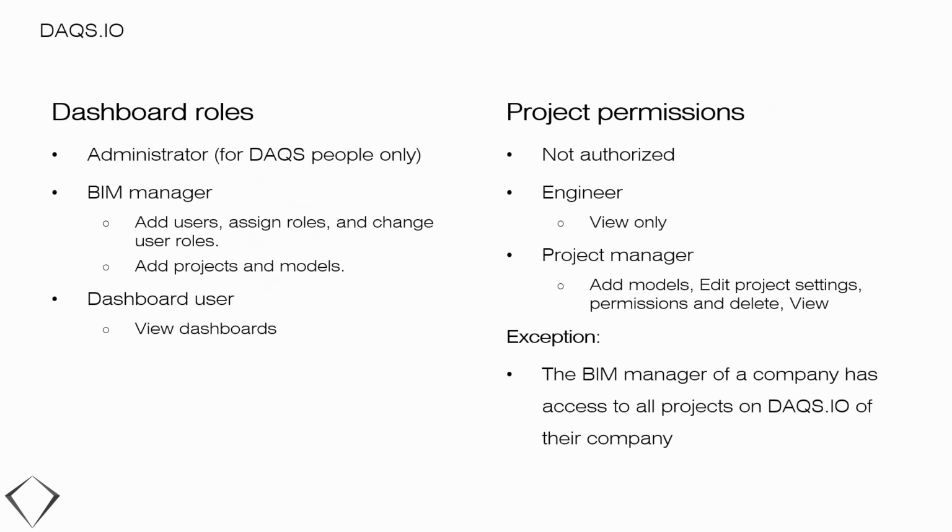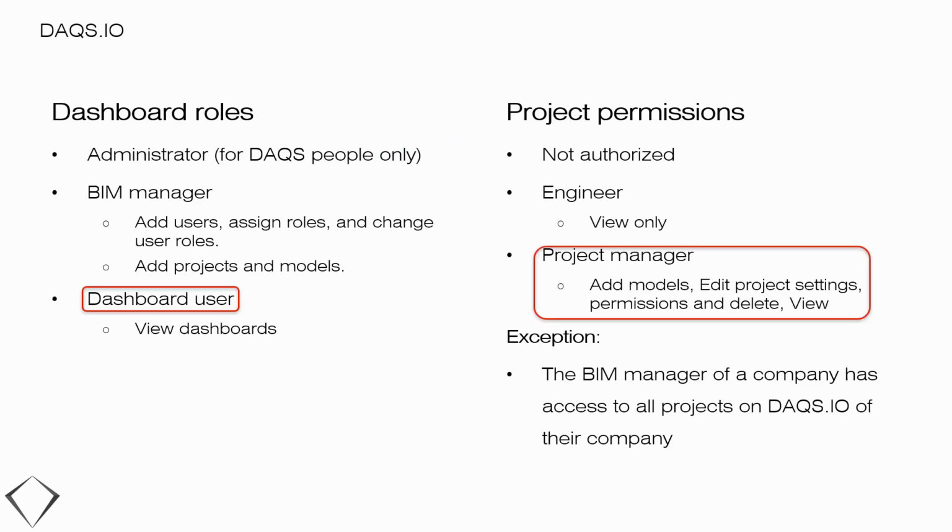When a person with the BIM manager role has added a project to DAQS.io, it is recommended that other people are added to the project with the role of dashboard user. When a user is added to a project, then it is required to assign this user permissions on the project. The default is not authorized, which means you can't see or do anything. The DAQS.io BIM manager appoints a dashboard user with the permission of a project manager for a specific project. This way, this person with these permissions can take care of adding more people to the project with either engineer or project manager permission.